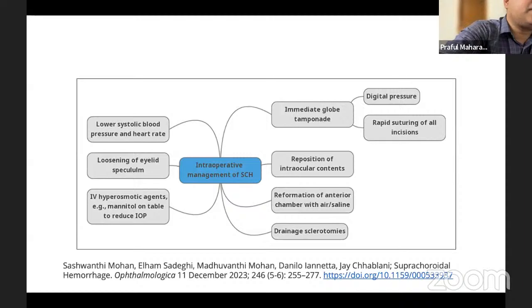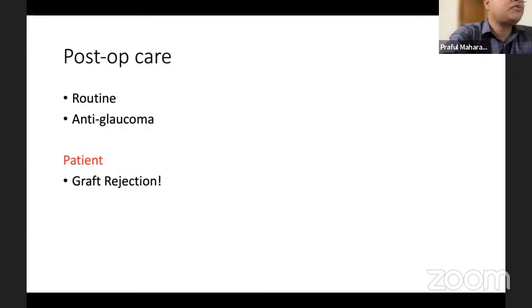Okay, drainage sclerotomies, you need some degree of expertise in that. It's not difficult. You can practice that if you're a corneal surgeon, or if you have a backup retinal surgeon, you can always call them. But remember, now it's very difficult to save a globe once suprachoroidal hemorrhage starts, and prevention is always the best option for suprachoroidal hemorrhage.